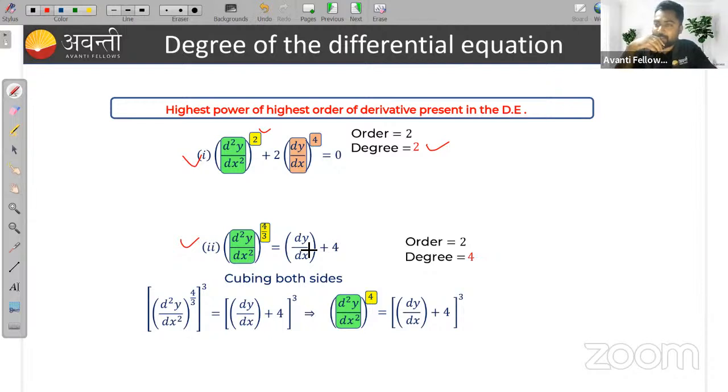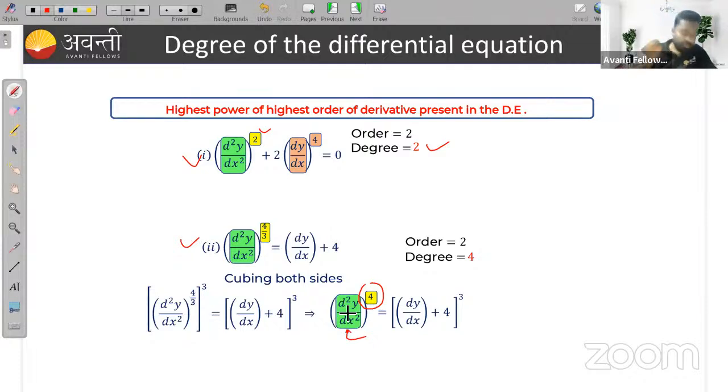So in this case, how can we find the order and degree of the differential equation? See, if we take cube on both sides, what will happen? After taking cube on both sides, we are getting (d²y/dx²) whole to the power 4 is equal to (dy/dx + 4) to the power 3. So the degree here becomes 4, because the highest order derivative is d²y/dx². Is that clear to everyone?